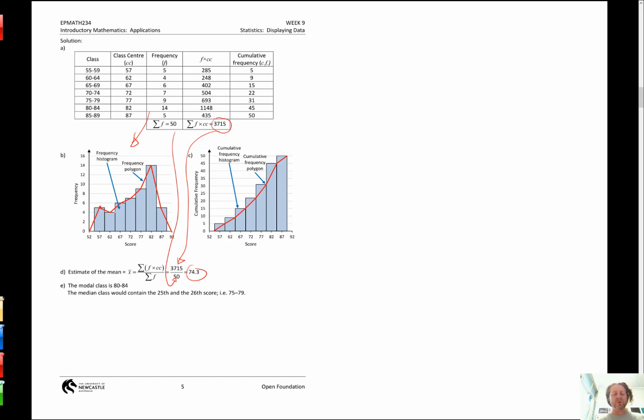Now note, there's 2 ways you can label your axes on grouped data. You can put the 57 in the middle like this, which is great, no problem at all.